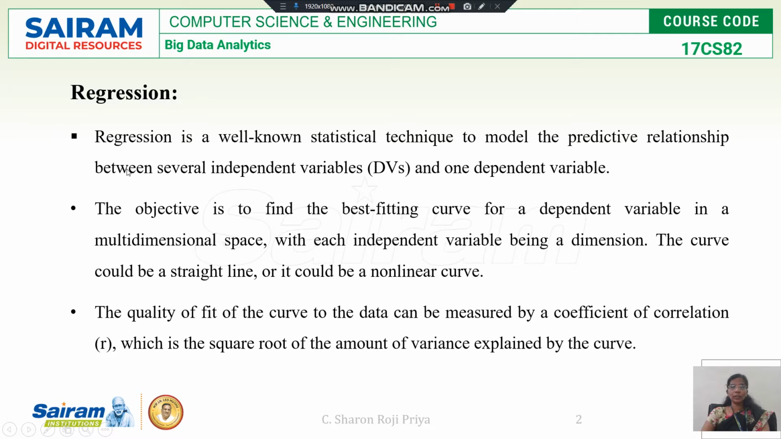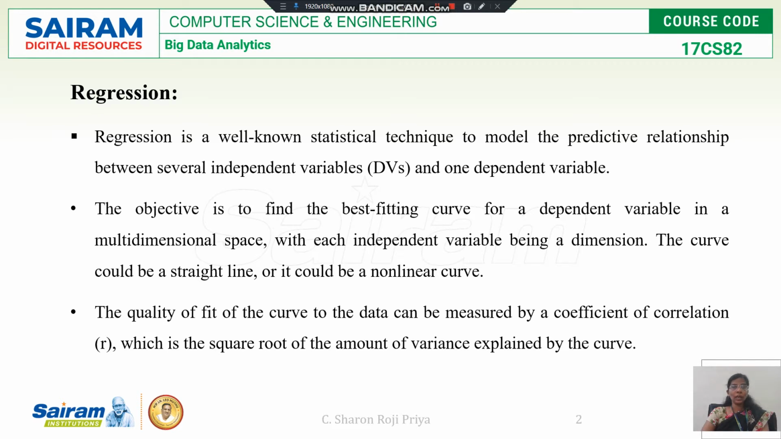What is regression? Regression is a statistical technique which is used to model the predictive relationship between a dependent variable and independent variable. It is a supervised learning technique. It follows a statistical technique to model a predictive relationship between several independent variables and one dependent variable. The objective of regression is to find the best fitting curve for a dependent variable in a multidimensional space, with each independent variable being a dimension.